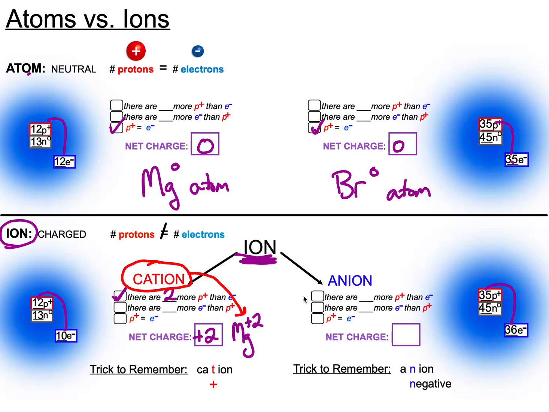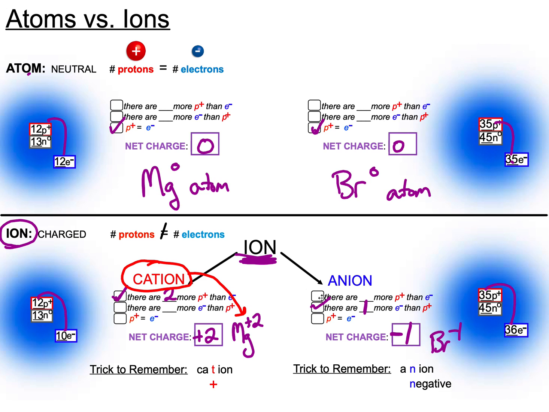35, 36, that means there's one more. I'm going to write in this box, there's one more negative electron than proton. 36, one more than 35. So what's my charge? Well, there's more negatives. How many more? One more. There's my net charge. So this is going to be bromine, Br minus 1.